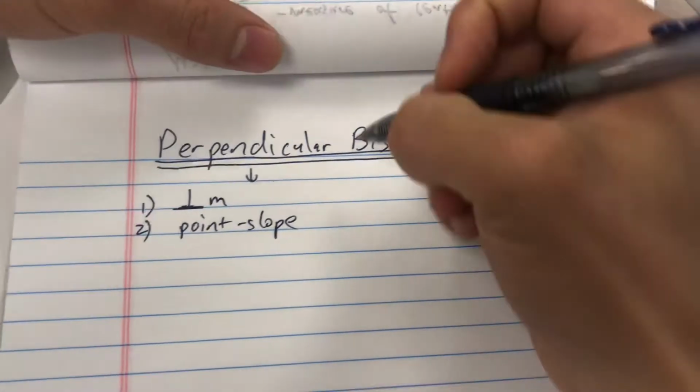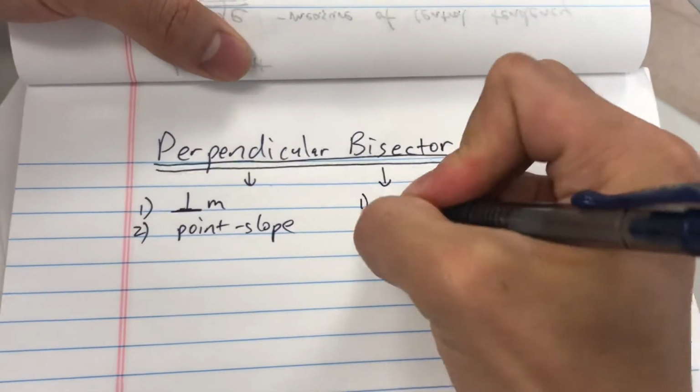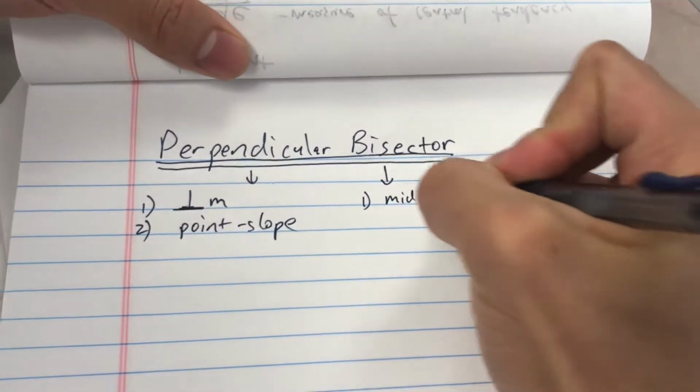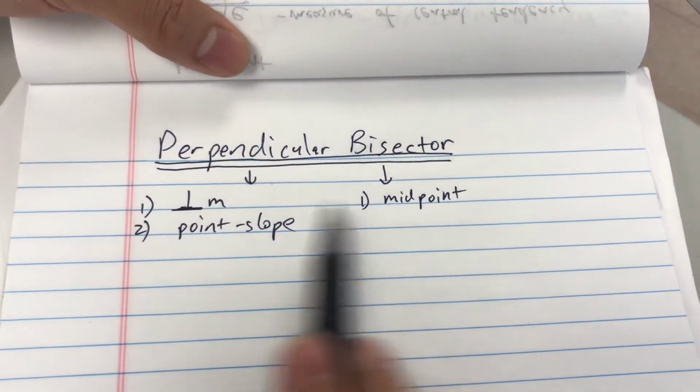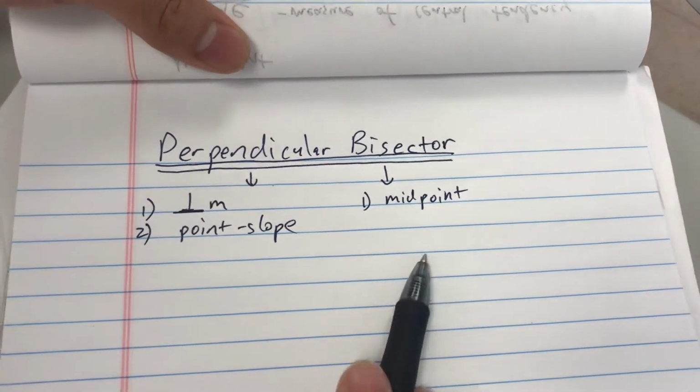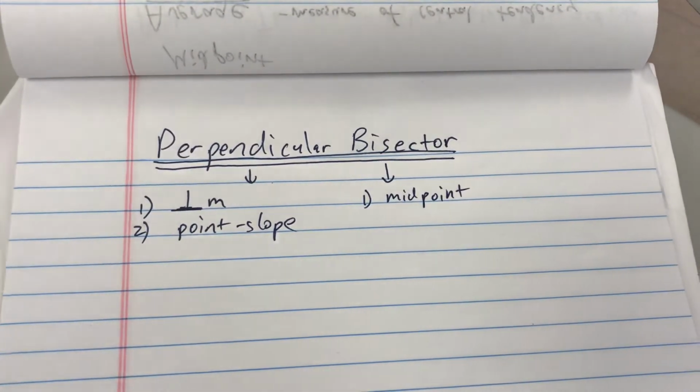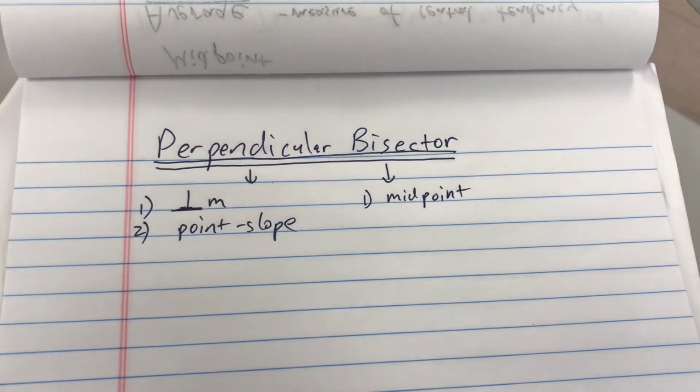For bisector, you have to know the midpoint, okay? If you know this topic of midpoint and this topic of perpendicular slope with point slope form, you are set for this lesson. If not, it's going to be a little bit more difficult. So let's pay attention right here.